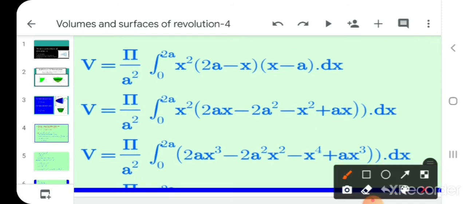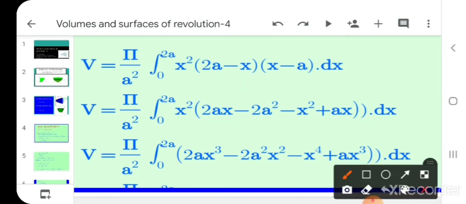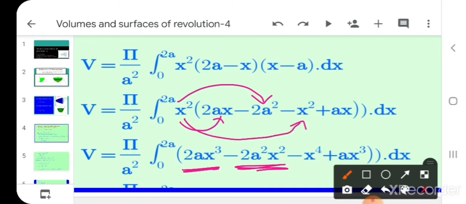Okay, is it clear? First I substitute the limit values and y square values. Then I write the constant. What is that? Pi by a square outside. And multiply these 2 terms first. 2a into x, 2ax. 2a into minus a, minus 2a square, minus x into x, minus x square, minus x into minus a, plus ax. Next multiply with x square: x square into 2ax gives 2ax cube, x square into minus 2a square gives minus 2a square x square, x square into minus x square gives minus x power 4, x square into ax gives ax cube.